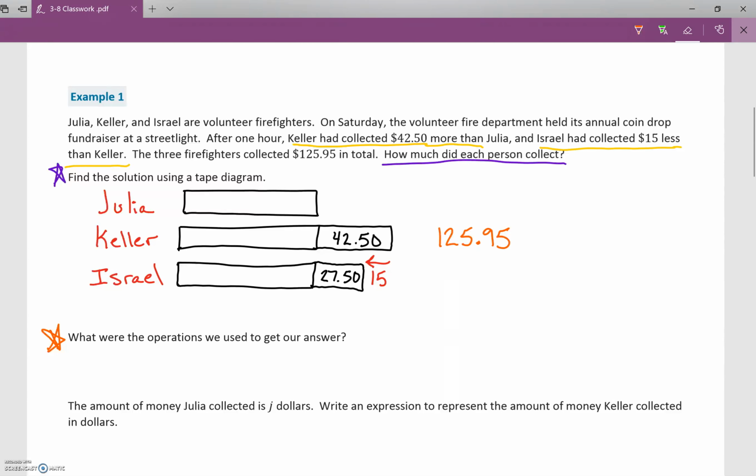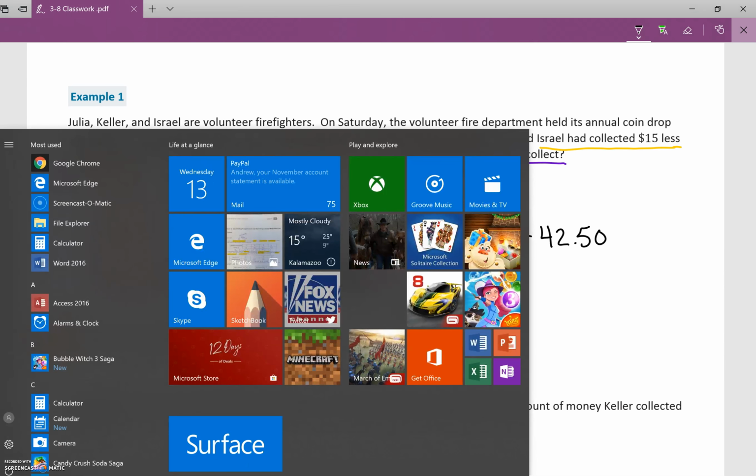So what we're going to do here is get rid of stuff that we don't need. So first thing we want to do is get rid of this $42.50. So on yours, you can cross it out. I'm going to erase it. But if I erase or take away $42.50 on the left-hand side, I also have to do it on the right-hand side. So over here, I'm going to take away $42.50. We'll use the calculator. $125.95 minus $42.50 is $83.45.